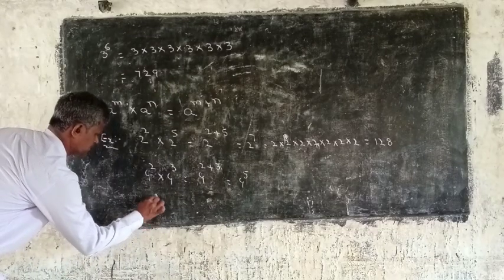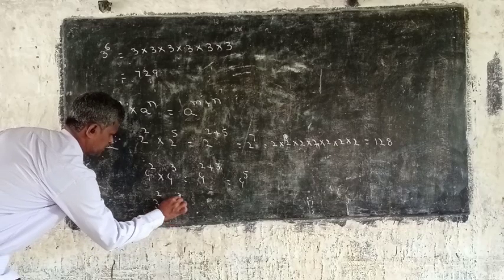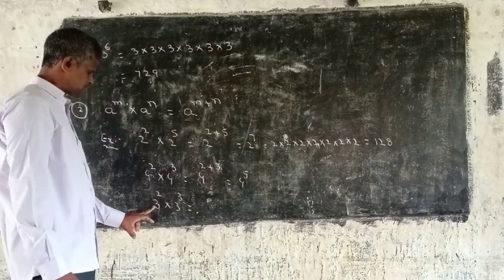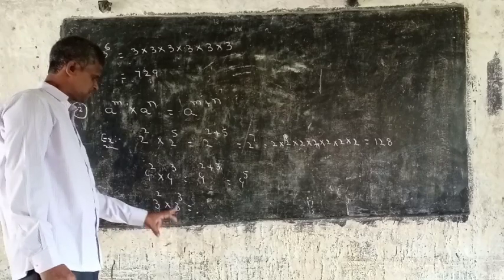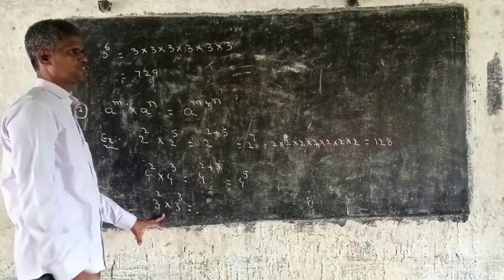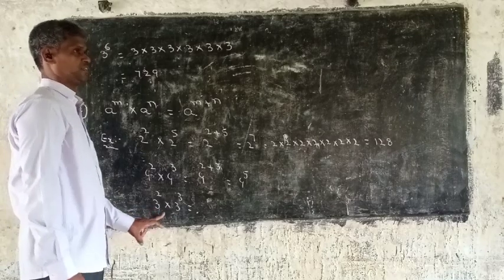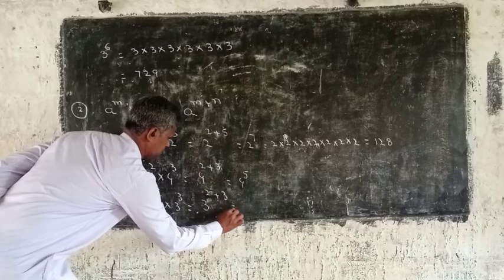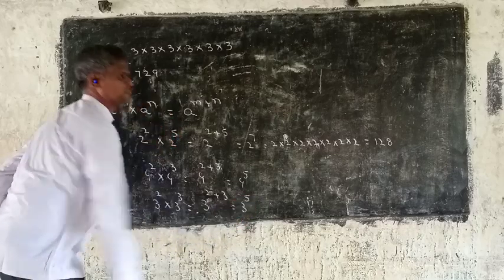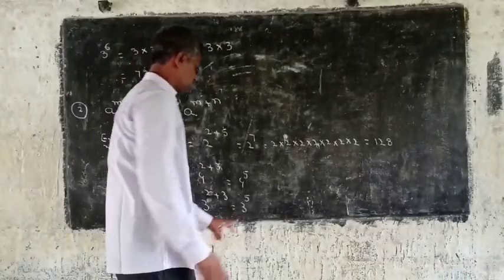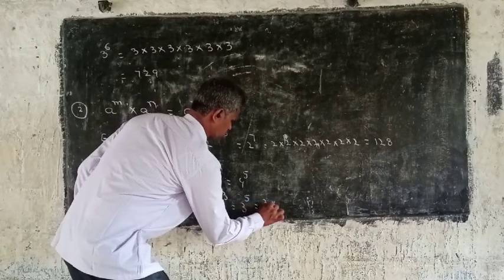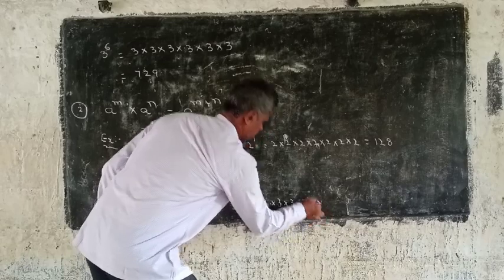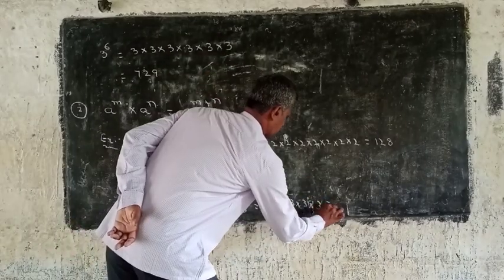Again, 3 square into 3 cube. Base 3. Multiplication changes into addition. Bases are equal. 3 to the power of 2 plus 3 equals 3 to the power of 5. 3 into 3 into 3 into 3 into 3 equals 243.